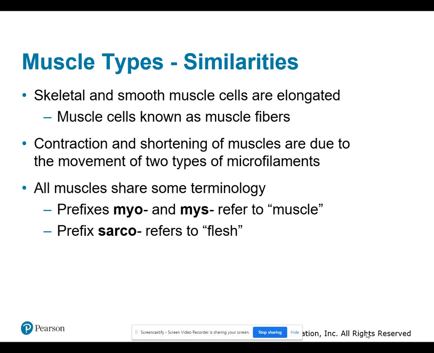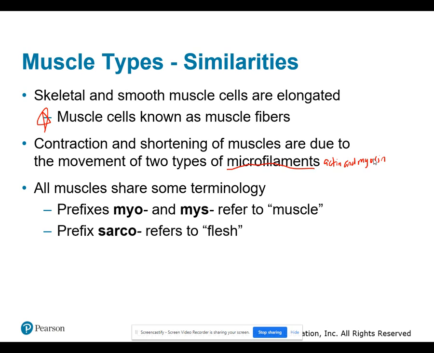Skeletal and smooth muscle cells are very similar to one another because they are said to be elongated. Oftentimes, when we're talking about muscle cells, we call them muscle fibers. So that's one thing I really want you to understand, that we're going to use these words interchangeably, but they mean the same thing. They mean that cellular level. Now, all muscle types are going to contract and shorten, and this is what provides movement, and it's actually made from 2 different types of microfilaments. We're going to learn later on this week that those 2 types are going to be actin and myosin.